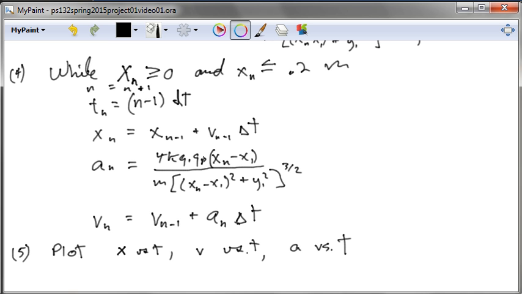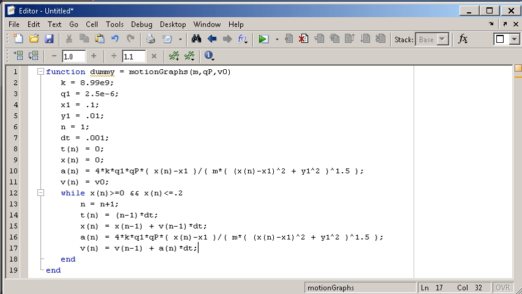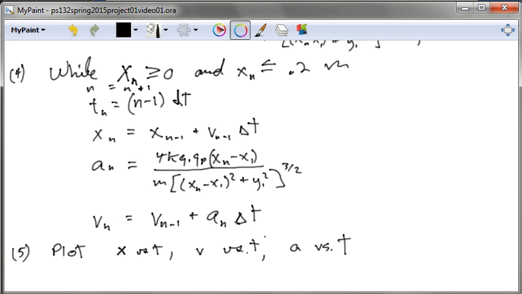Okay. The acceleration is that. I want to take a quick look at the acceleration and make sure that checks. And I'll divide by the mass times all that to the 3 halves. And then all that is x sub n minus x1 quantity squared plus y1 quantity squared. Let's see. I think it looks good.